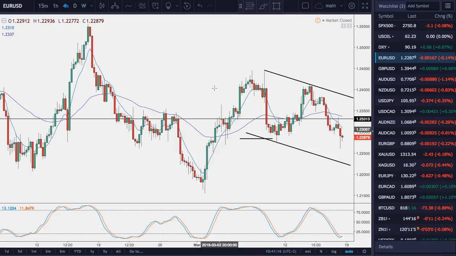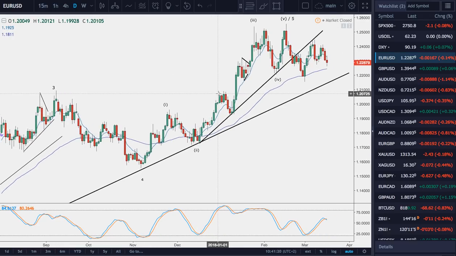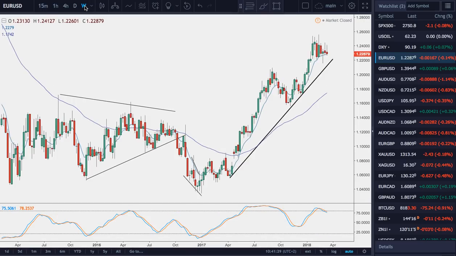Okay, I'm going to go over a few points in preparation for next week. Starting with Euro US dollar, the Fed announcement is on Wednesday, so that should impact these markets. Now, a number of things on Euro US dollar to start from the beginning.